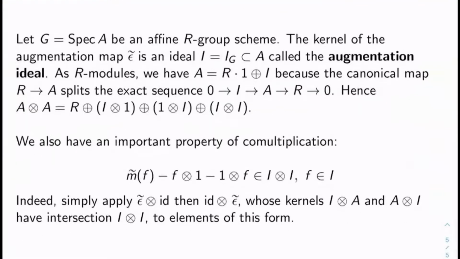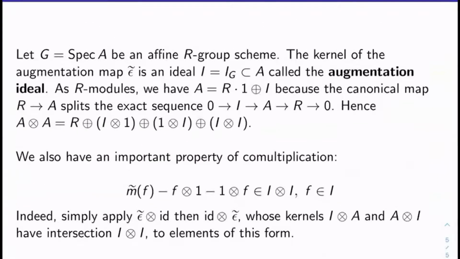And then lastly, I want to give you an important property of co-multiplication. We'll use this a couple times. Turns out that if f is in I, the augmentation ideal, then m tilde of f minus f tensor 1 minus 1 tensor f is actually in I tensor I. And that's easy to check. You can apply epsilon tilde tensor the identity, and then identity tensor epsilon tilde, whose kernels are, of course, I tensor A and A tensor I, respectively. You can check that those kernels have intersection I tensor I, although that's obvious. And then you apply these maps to elements of that form. Okay, so you're all set. This kind of just pops out easily. This is an easy check.